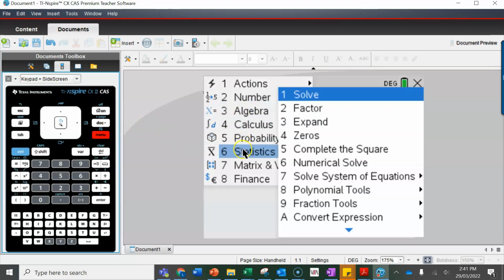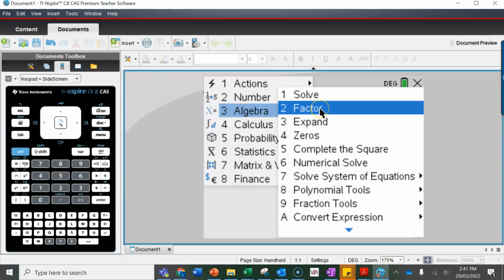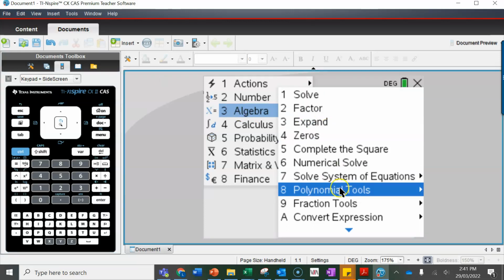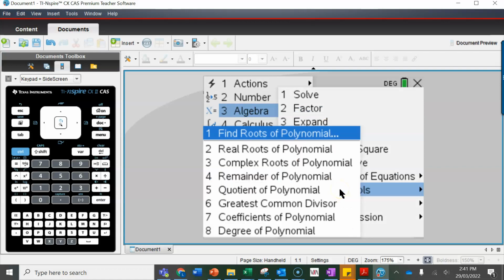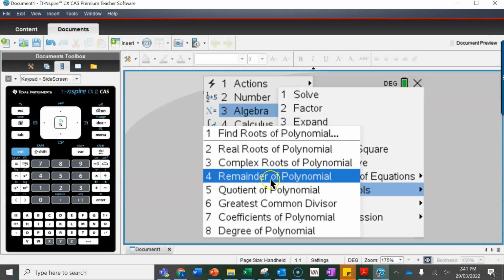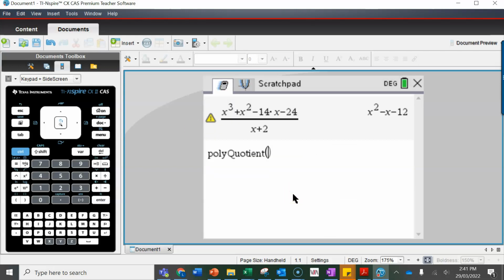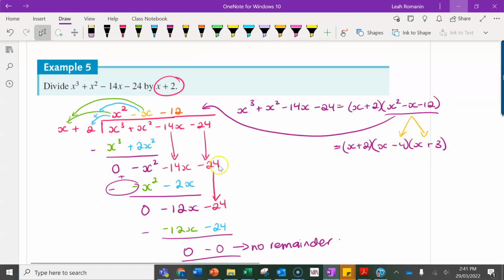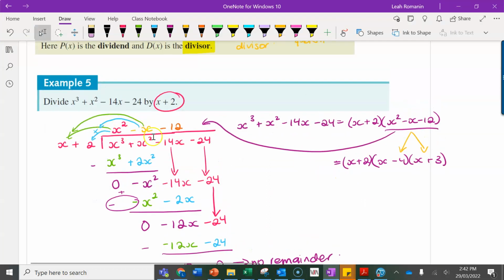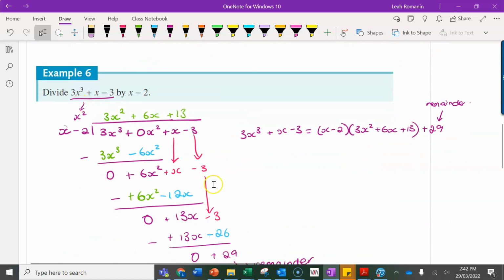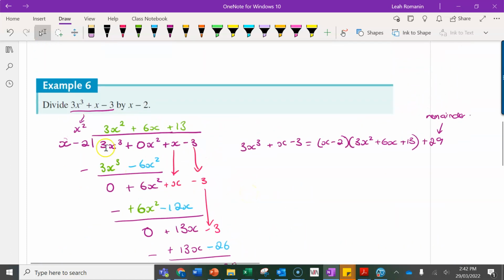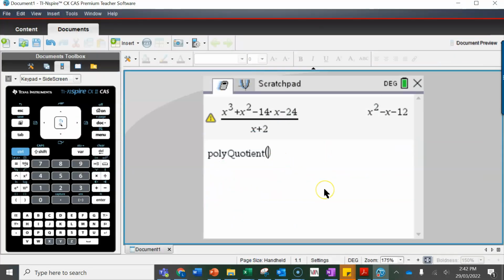So what you're going to use is we're going into algebra now, and instead of factorizing, because again it won't factorize it either, you're actually going to go into polynomial tools, which I'm hoping you remember because we're in the chapter of polynomials, and we're going to head into quotient of a polynomial. So this will give you, once you've divided, what this expression is that ends up at the top. So I'm going to start with this one here because we did have a remainder with this one. So I'm going to start with my 3x cubed plus x minus 3.